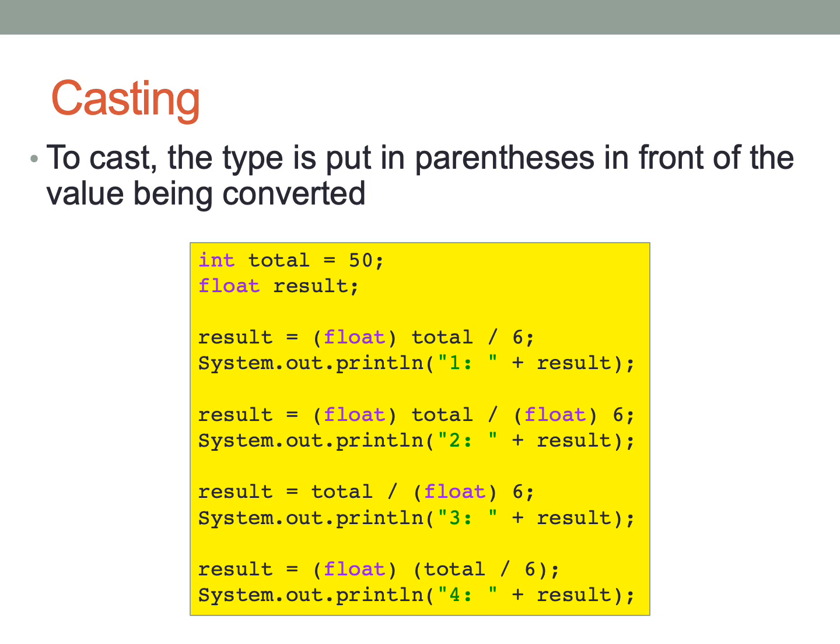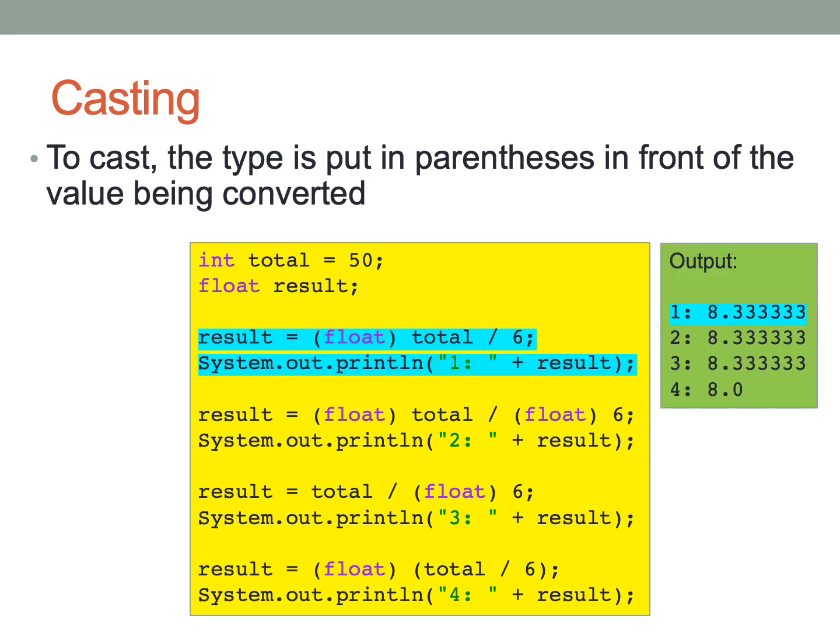Let's try these several ways of writing our cast. Do you think all of this would produce the same value? The first one is what we have seen in the previous slide, where we have int total equal to 50, float result. And then we have result equal to float, so we are casting it total divided by 6. So as I said earlier, this becomes 50.0 divided by 6. So it will give us 8.33.